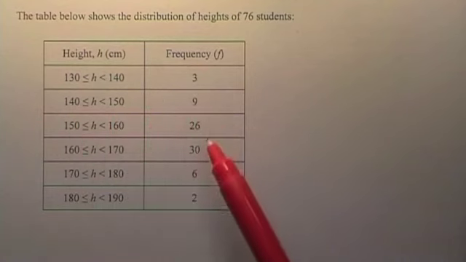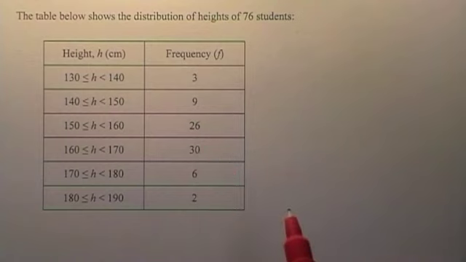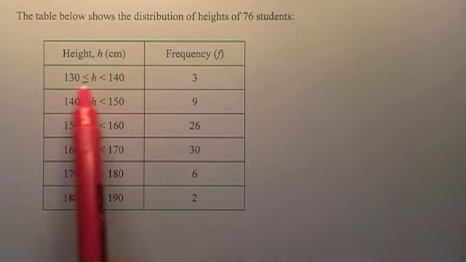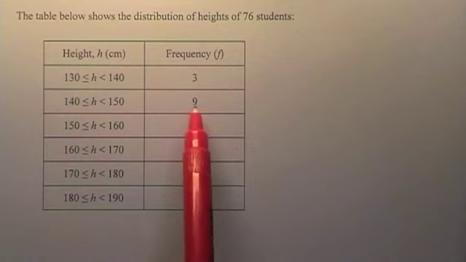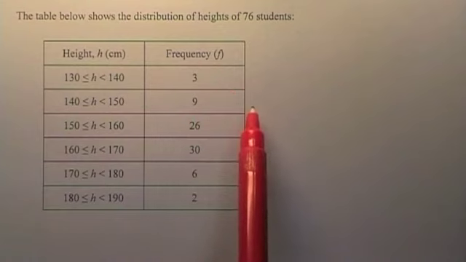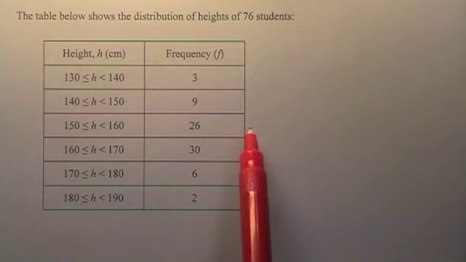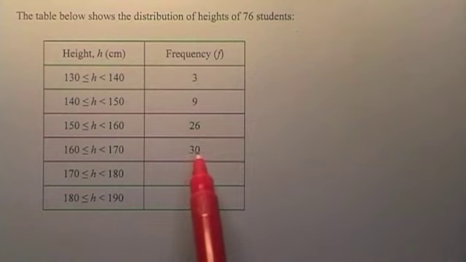These are the actual frequencies. The cumulative frequencies are the running total. So here we have 3 students, then we have another 9, that makes a total of 12, then we have another 26, that makes a total of 38, and then we're going to add 30 to that to make 68, another 6, another 2, etc.